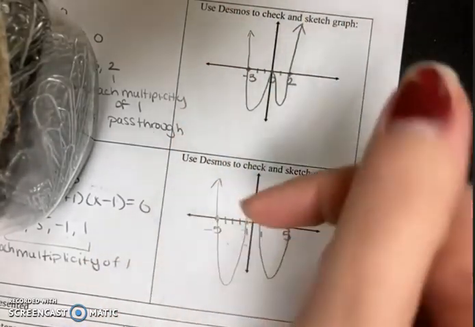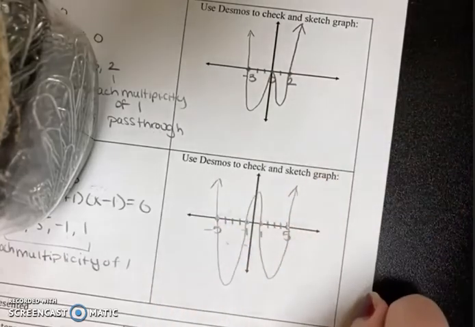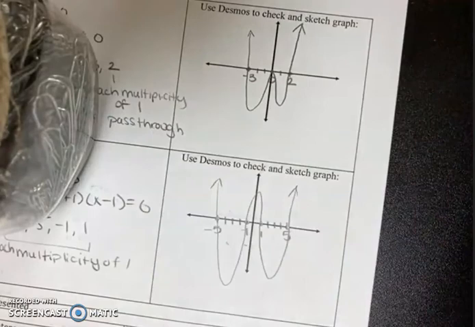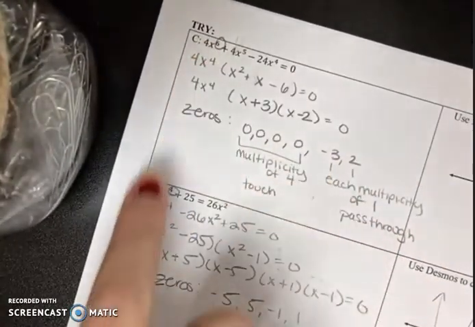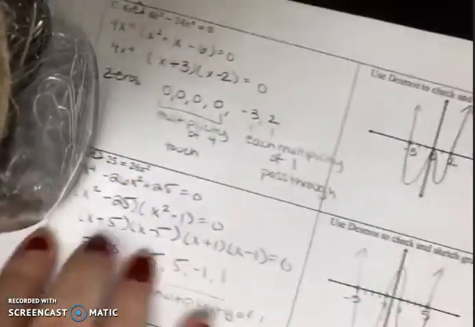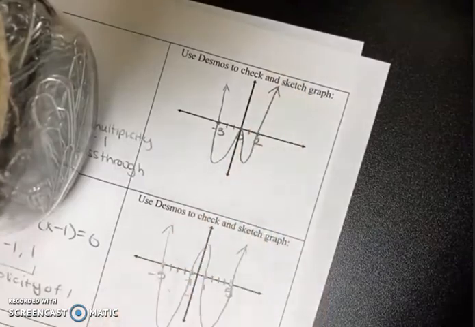If it would have been opening down, it would have been down and down. And remember, what determines if it opens up or down to the right is the A value. Both of the A's were positive. I have a positive 4 and a positive 1, meaning that, like I said, it's opening up and up.